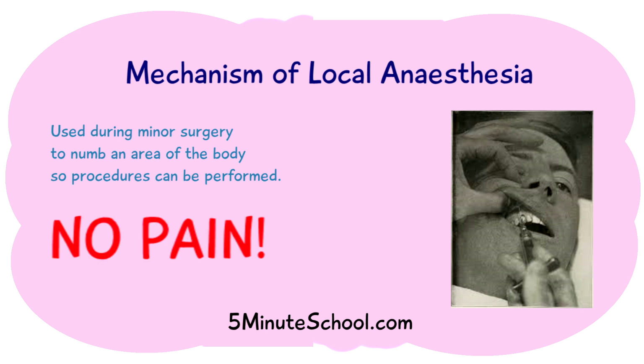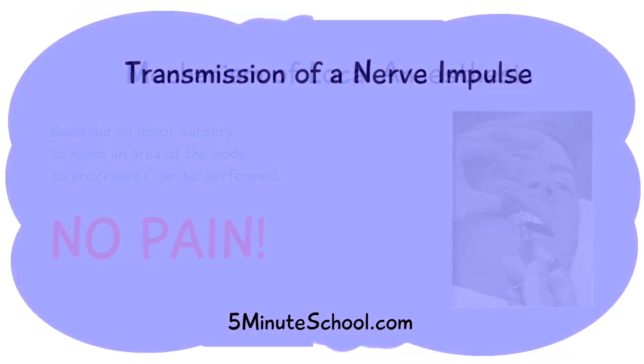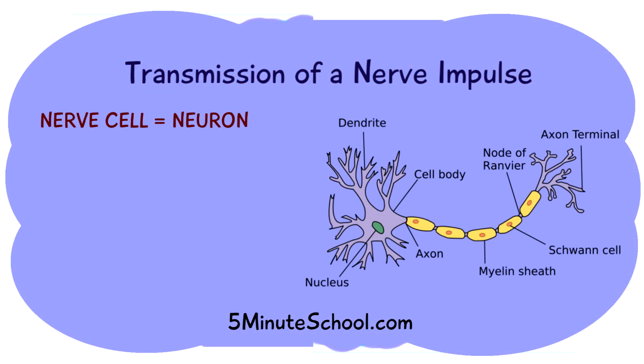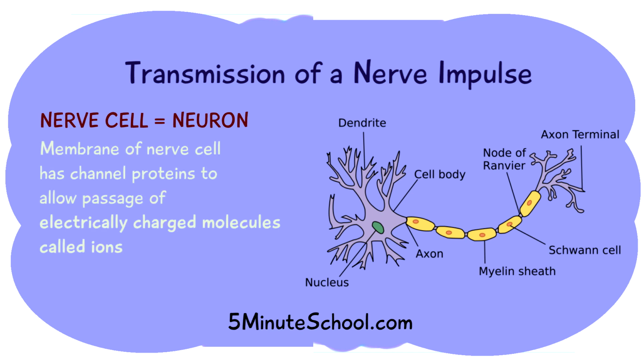In order to understand how anesthesia works, we need to know how nerves transmit their signals and how pain sensations are felt. A nerve cell, also called a neuron, has a membrane which has several channels to allow electrically charged molecules called ions through, and these electrically charged ions are sodium, potassium and chloride.